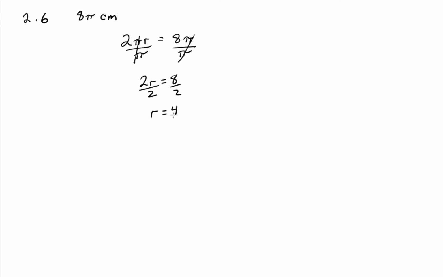Now we can drop this into our area, and our area is pi r squared. Okay, if r is 4, then 4 times 4 is 16. So 16 pi, and that's centimeters squared, is our area. And that's all we have to do. This is a simplified form. That's the right answer. That was easy peasy.